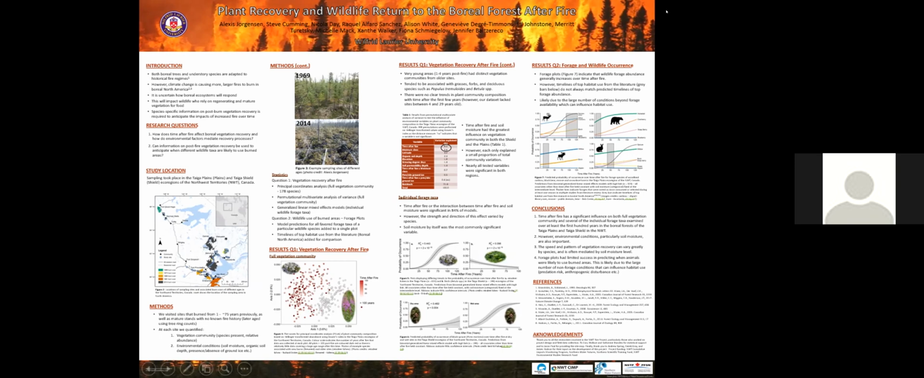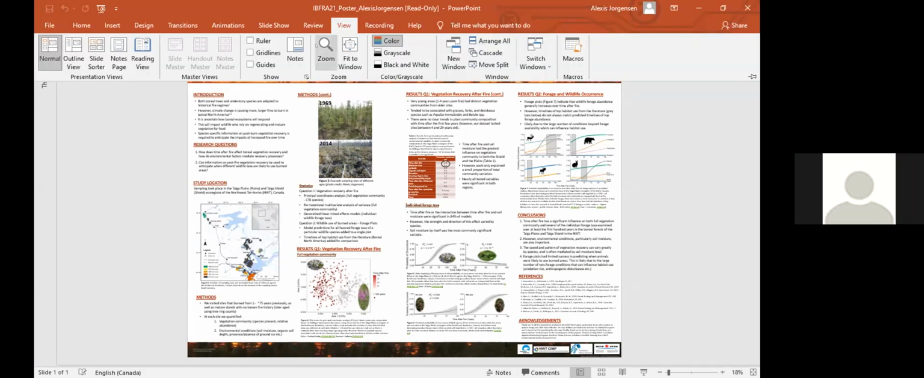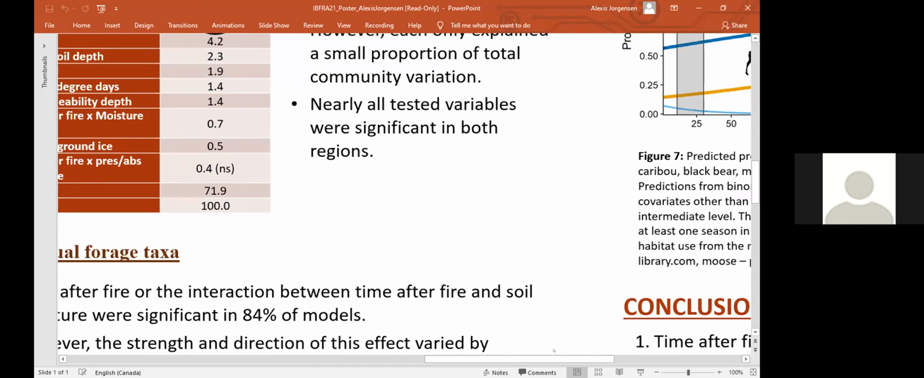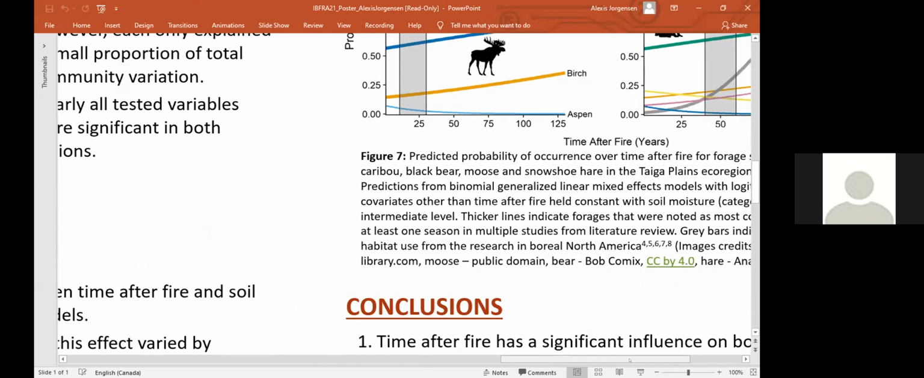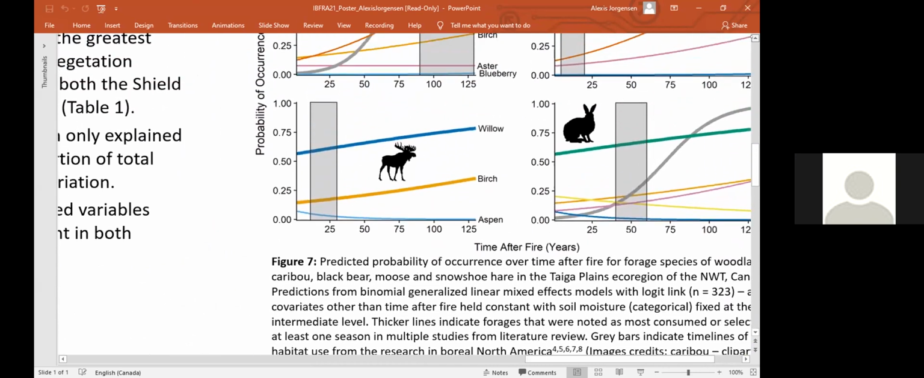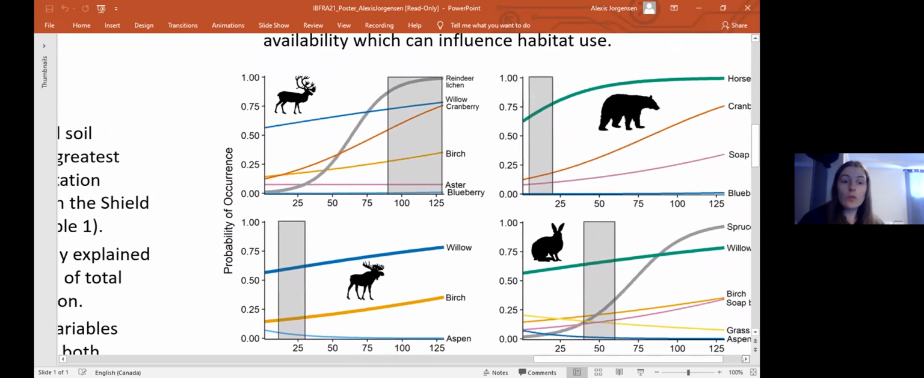Alexis, can you zoom in on your forage graphs? They look sort of interesting. Yes. And I'm wondering if you could just explicitly talk about the different animal responses that you're projecting, or forage availability responses to the different successional ages. Can you just walk us through that?